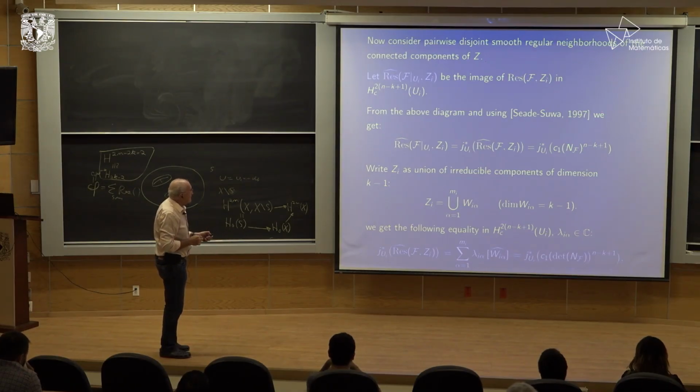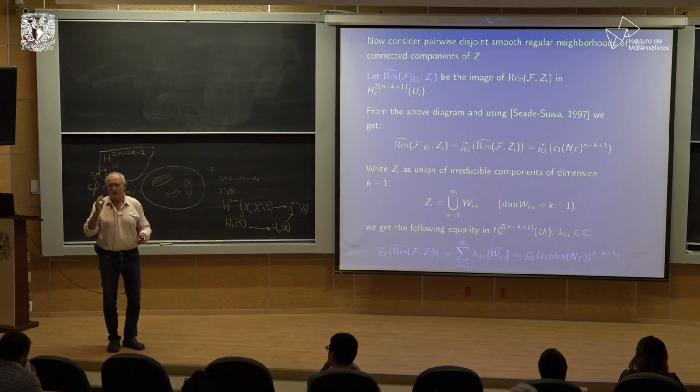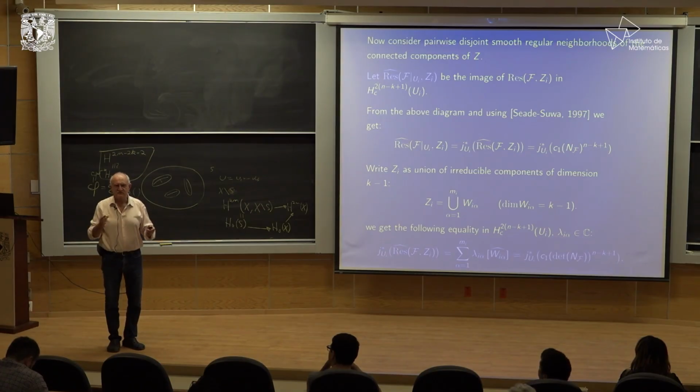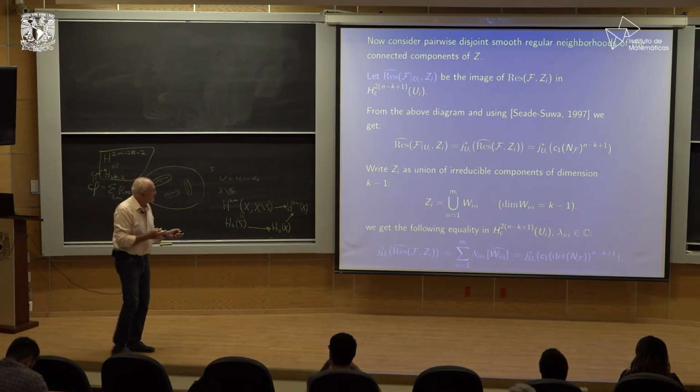So now each C_i is a connected component of the singular set, but it may or may not be irreducible. We split it as a union of irreducible components. Those are these things. Okay? So each of these, we write it as a union of irreducible components.